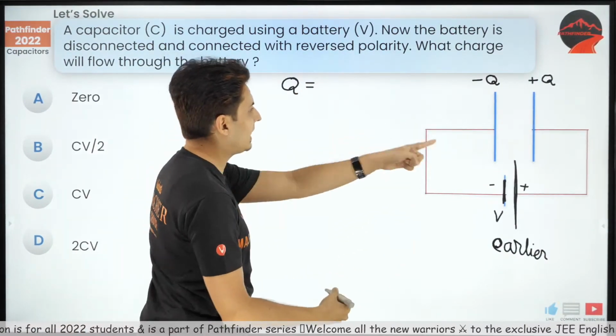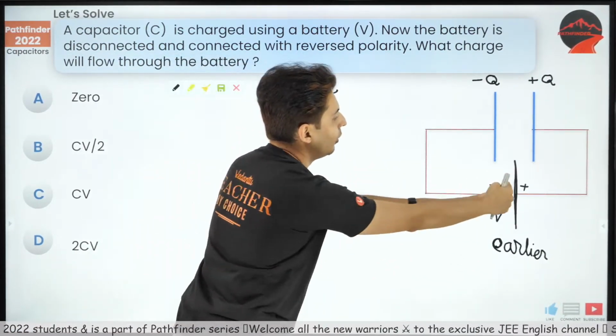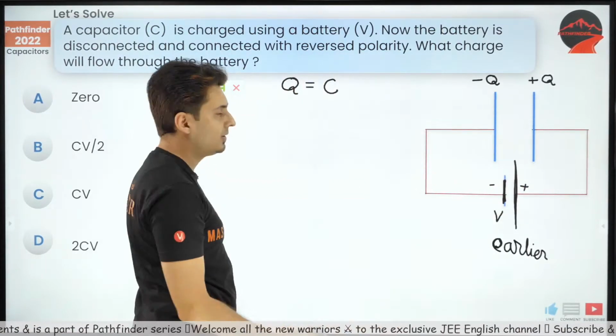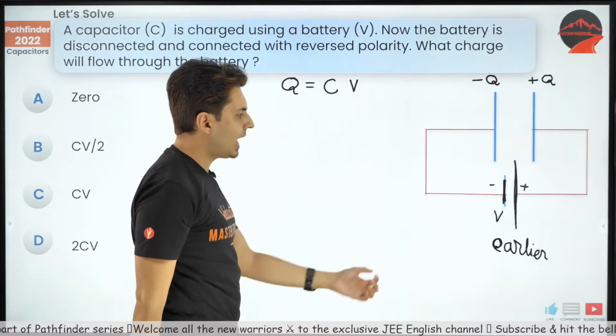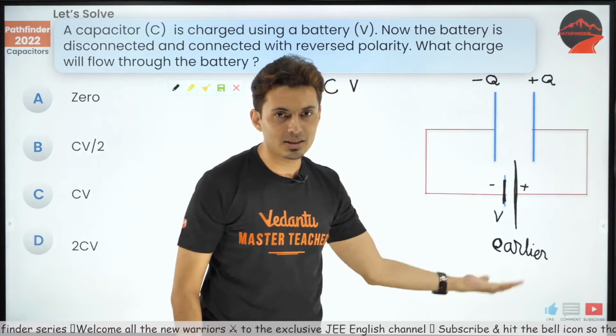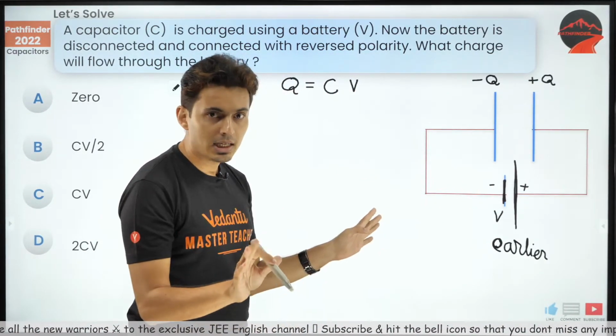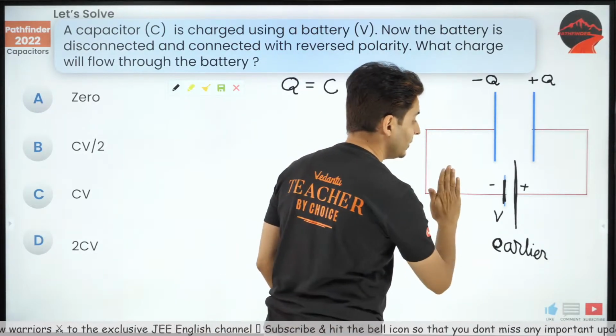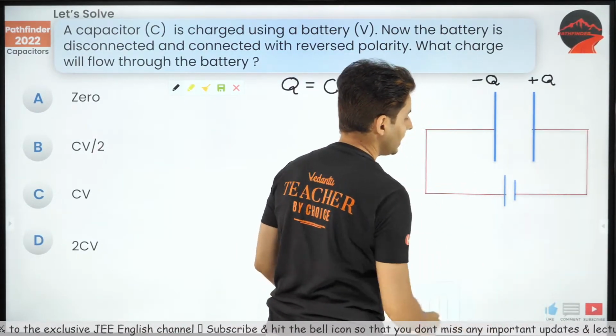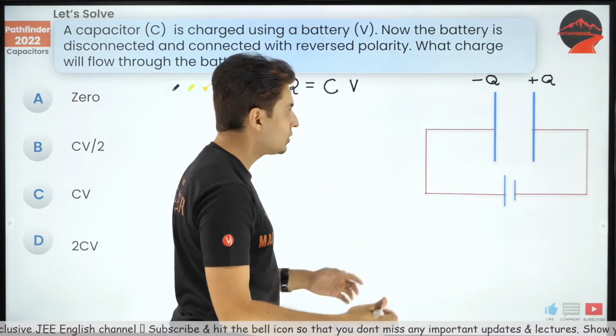What is the value of this Q? This Q will be capacitance, which is C, into voltage difference. What's the voltage difference across the capacitor? Same as the battery's voltage, which is nothing but V. Is that clear? Now, what have you done? You removed this battery and you flipped it.